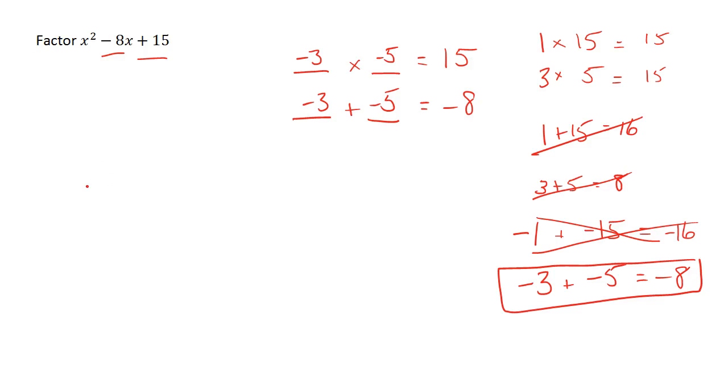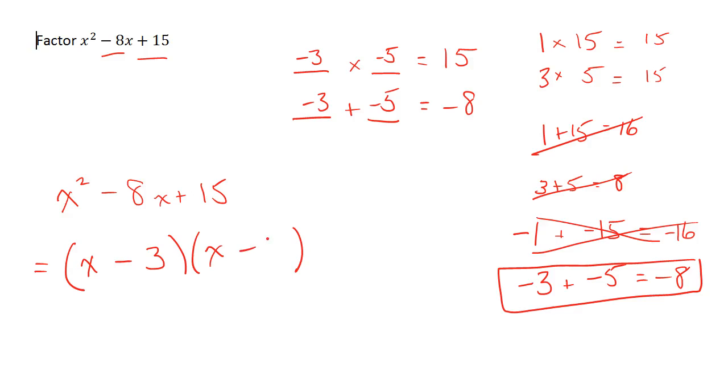As soon as we have those two numbers, we know that x squared minus 8x plus 15 is equal to, when we're factoring, two sets of brackets. The thing that goes in the first part of the brackets is x, and then the two numbers we came up with go into the second parts. It doesn't matter which one goes in which bracket. We could have the negative 5 here and the negative 3 here. It doesn't really matter. We get the same answer.